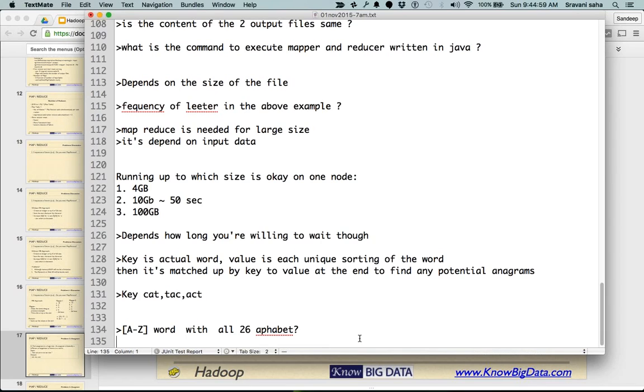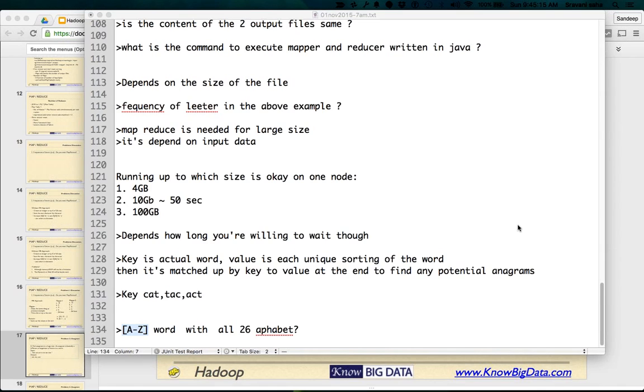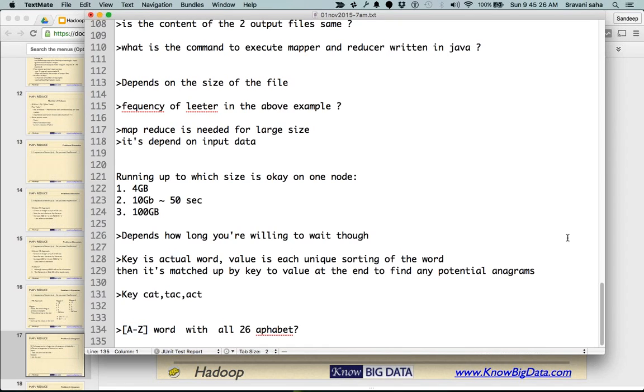So A to Z, a word with all the alphabet. I'm assuming that you are talking about a big array of 26 values, in which each value is marked with which character is present in this particular word. Or am I just thinking that way?